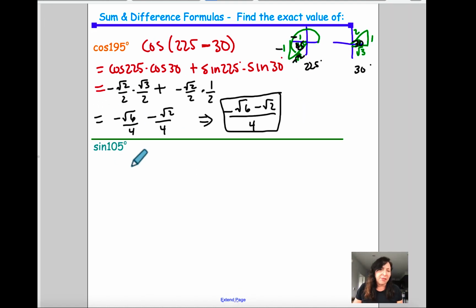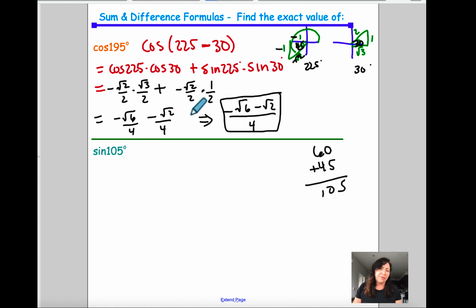For the next problem, it's asking me for sine of 105. And so again, this is another sum formula that I'm going to use. For sine, remember sine goes sine, cosine, sine, cosine. And I need to make 105. This was a little bit easier than the last one. To make 105, I think I'm going to use 60 plus 45.